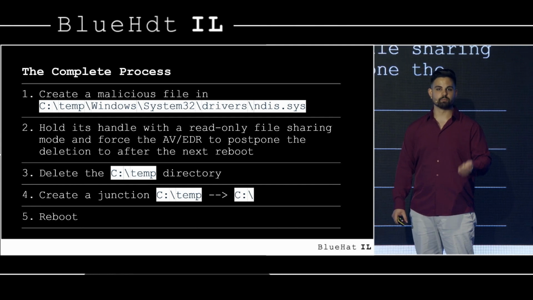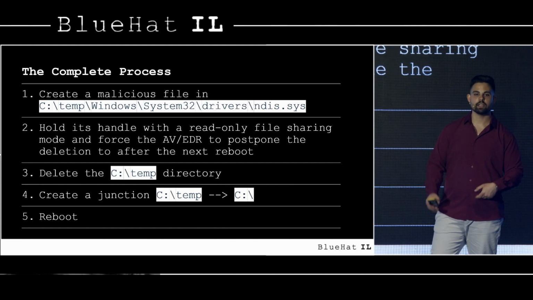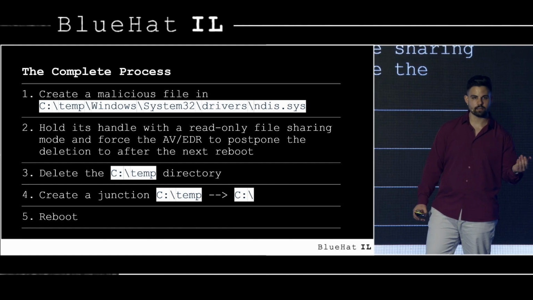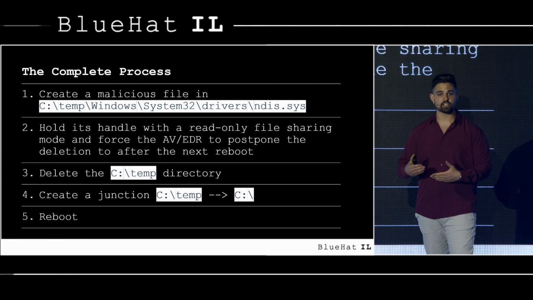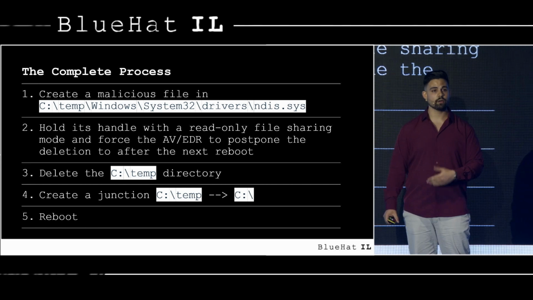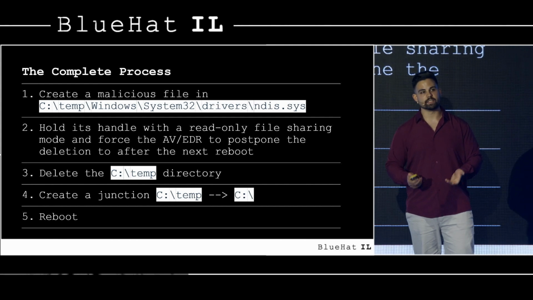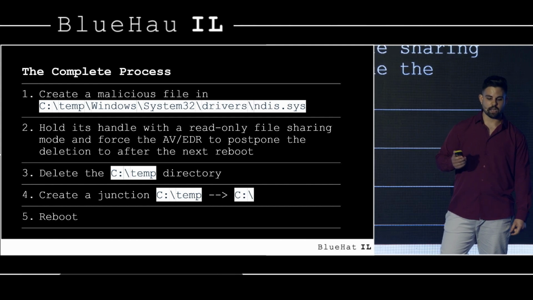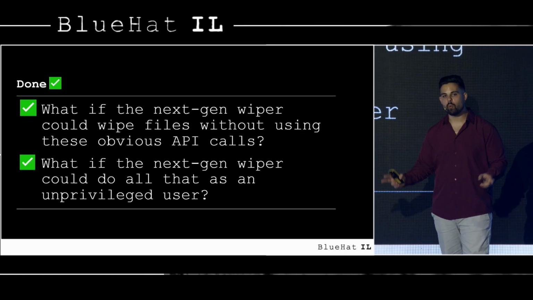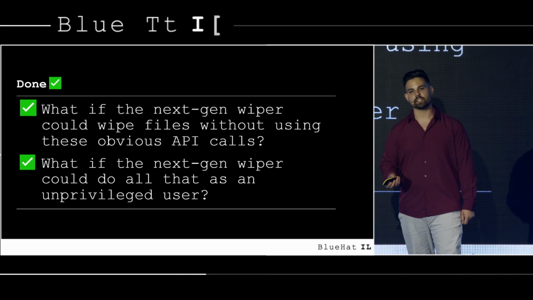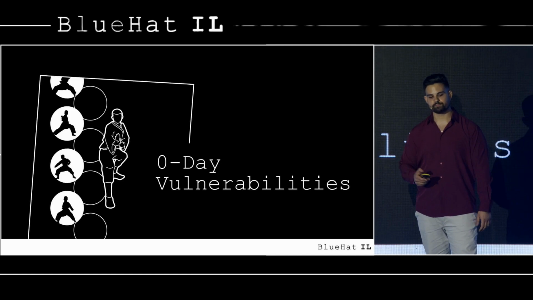Once the product postponed the deletion, it is safe to close the handle, delete the C:\temp directory, create the C:\temp junction instead, point it, of course, towards the C drive. Now the same path that used to lead to our malicious file leads to the real driver. We are rebooting the computer, and then after the reboot, the index.sys file will be deleted by the EDR or antivirus product. So by doing that, we accomplish the two what-ifs that we defined in the beginning of the talk, and I promise you that any other edge cases will be answered in the rest of the talk.